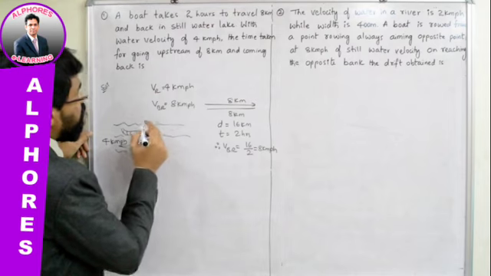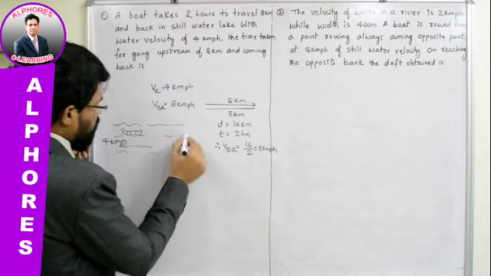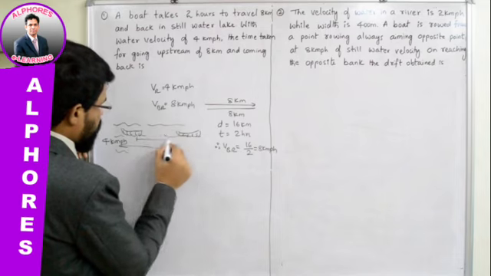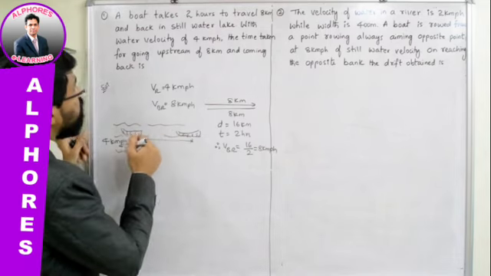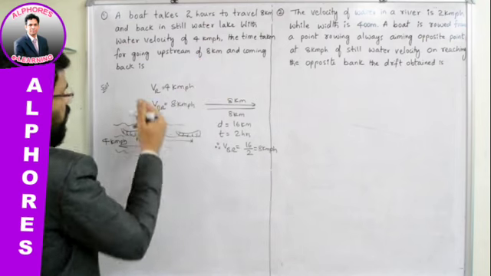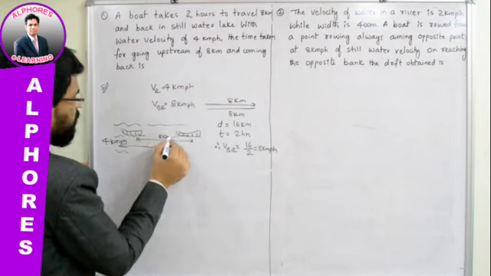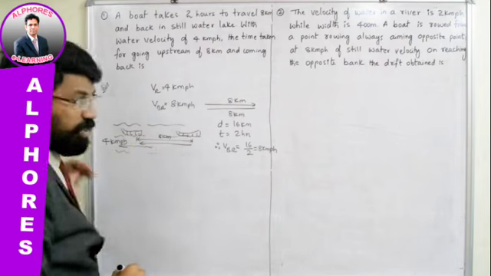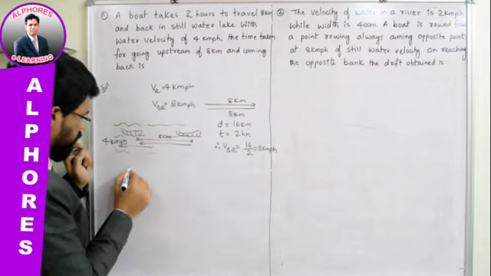So the boat initially has traveled upstream up to a distance, let us say, of how much is given? The time taken for going upstream 8 kilometers and coming back. So it has traveled a distance equal to 8 kilometers upstream and it has come back again along the downstream. So the total time taken, how can it be written?